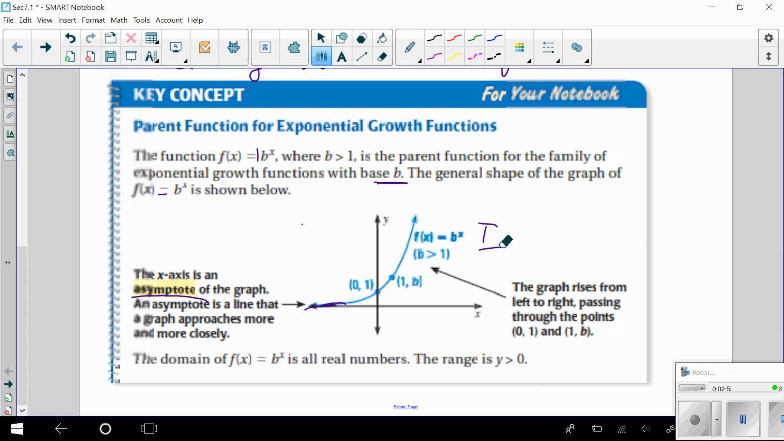So the domain of this function is all real numbers, and the range is y is greater than 0, not greater than or equal to, but strictly greater than, because again, since the x-axis is an asymptote, it's never going to actually reach that line.